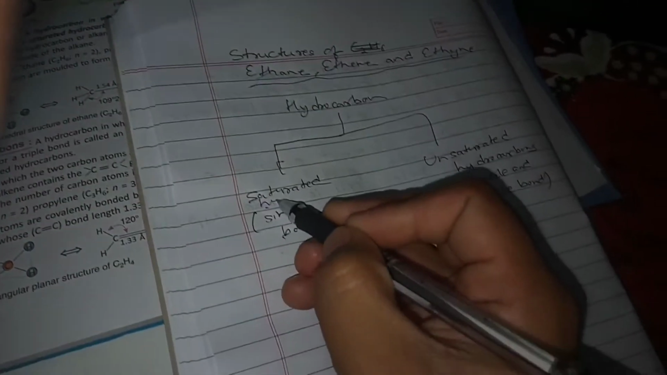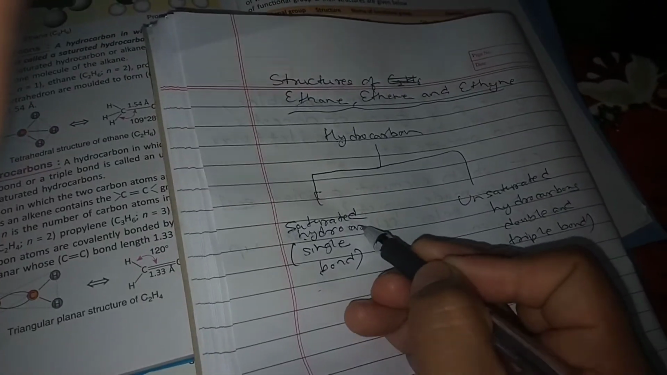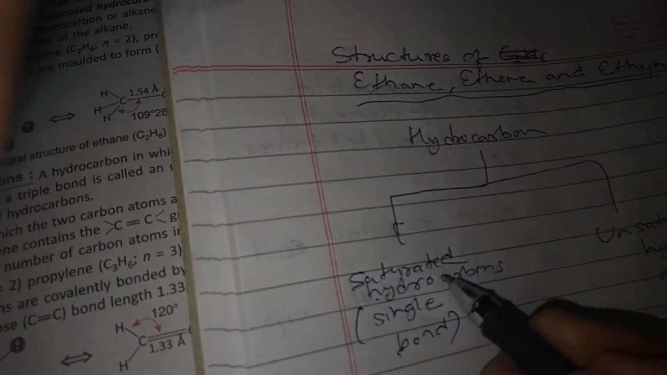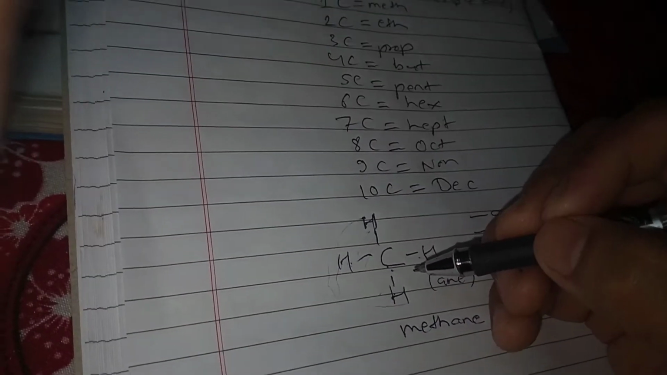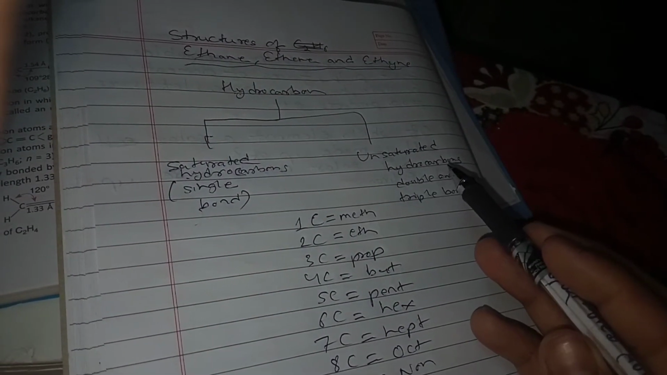Now let's give another example. You can see here, this is a single bond, isn't it? This is an example of a hydrocarbon which contains single bonds, and hydrocarbons which contain single bonds are called saturated hydrocarbons. Understood? This methane is an example of a saturated hydrocarbon because it contains a single bond.